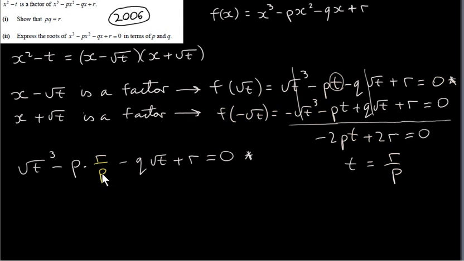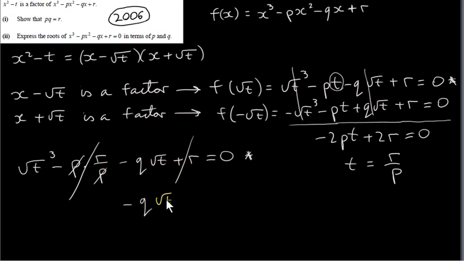That's what we have here. And these p's cancel, so we get minus r here, and we get plus r here. So all of this cancels with this. And we're left with root t cubed minus q root t equals 0. So I didn't plug in for t here, but you see we can actually find out what q is. Well, q in terms of t anyway.